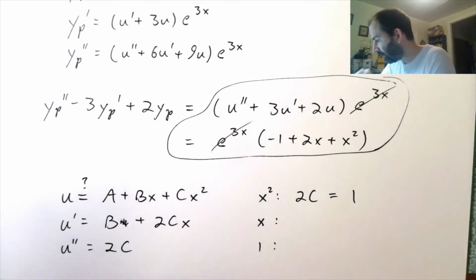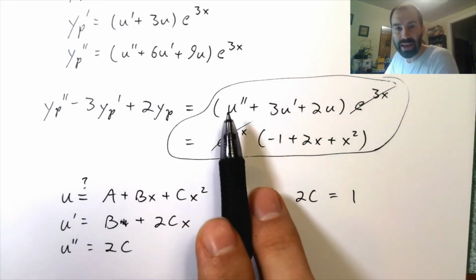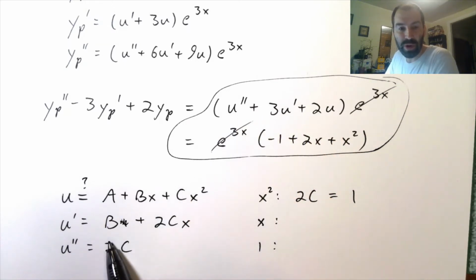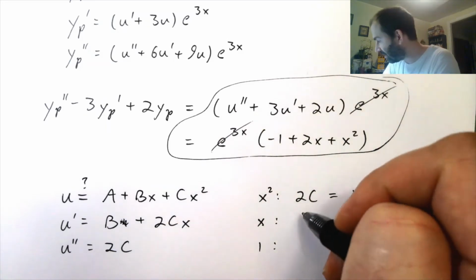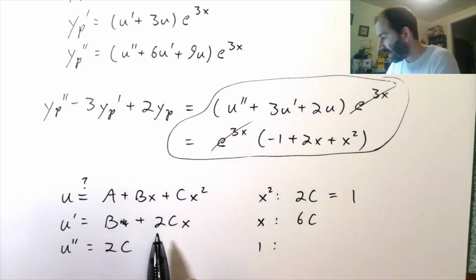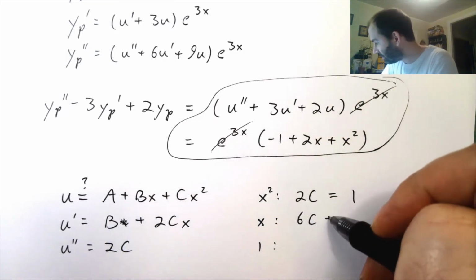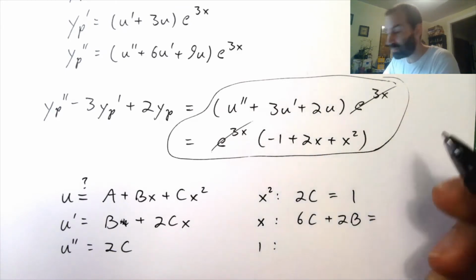Then I'm going to equate the x terms. Okay, so where can I get x terms on this? Well, I'm going to get none from u double prime, right? So I don't have to worry about that. But I am going to get 1 from u prime. So I'm going to get 3 times this. So that's 6c. And then I'm going to get 2 times u. So I'm going to have 2 times b. And those coefficients have to be the coefficient on the x term, so they have to be equal to 2.